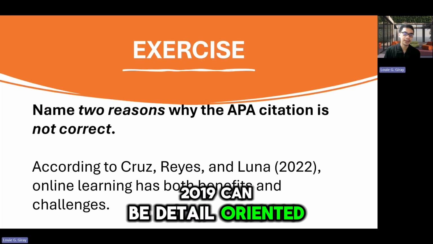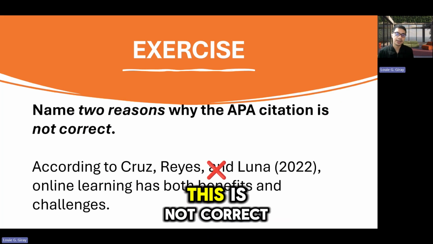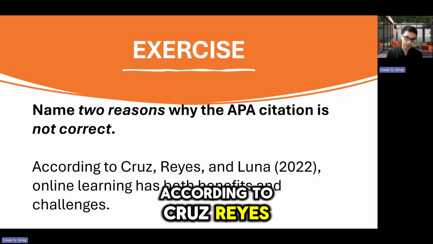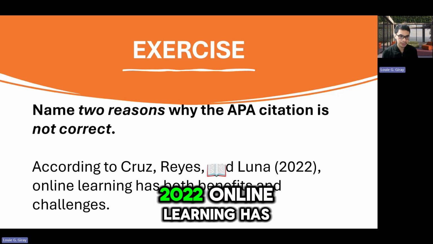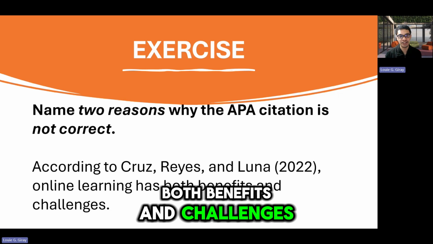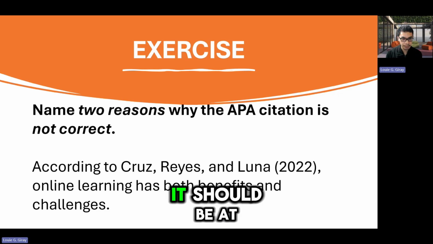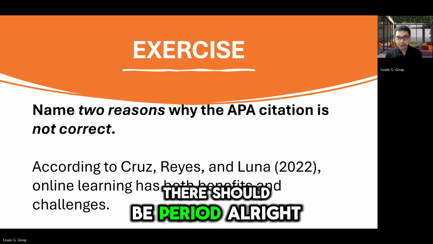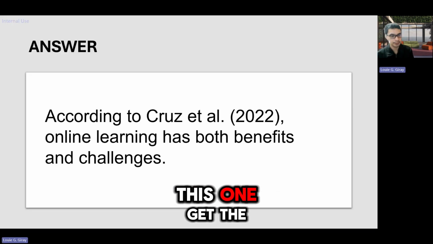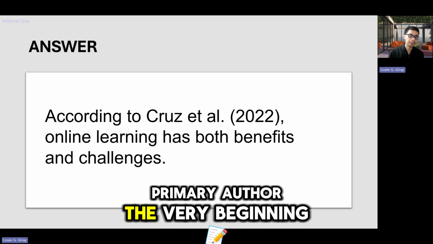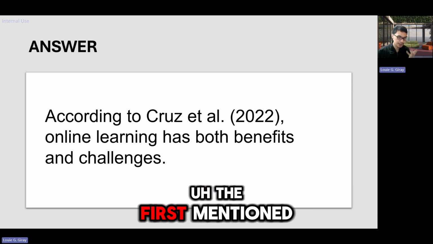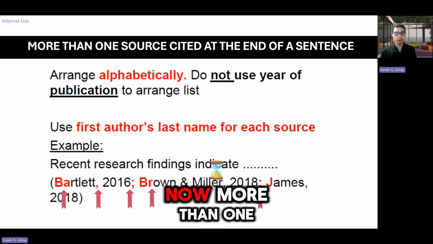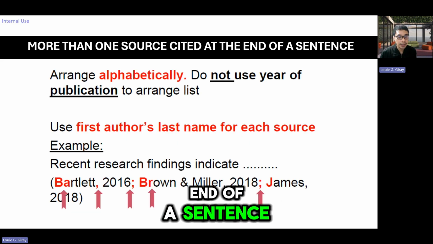Again, be detail oriented. Name 2 reasons why this is not correct. "According to Cruz, Reyes, and Luna, 2022 online learning has both benefits and challenges." Cruz, Reyes, and Luna, it should be et al. already. And in et al., there should be a period. Like this one. Get the primary author, the very beginning, the first mentioned author, and et al., 2022.